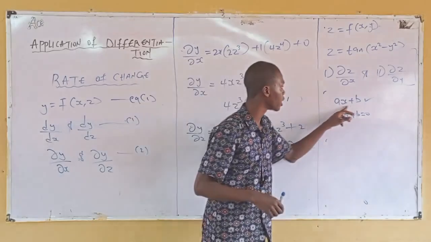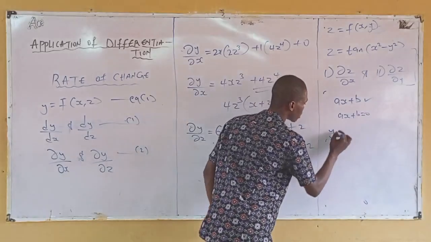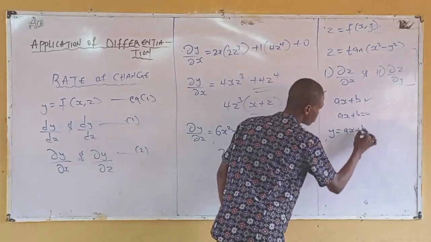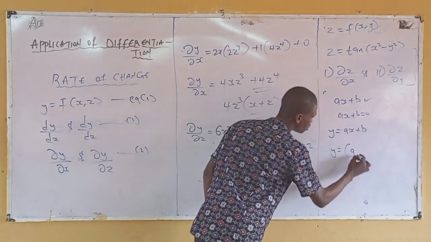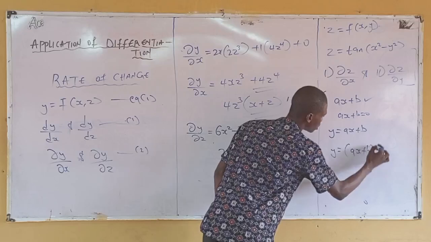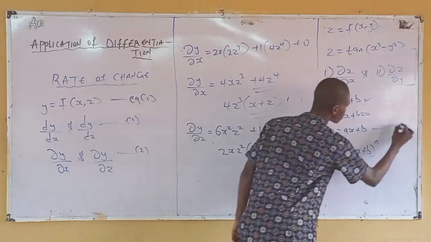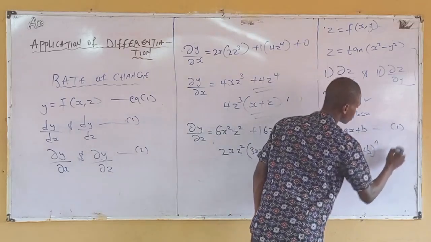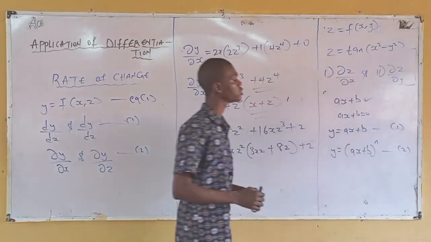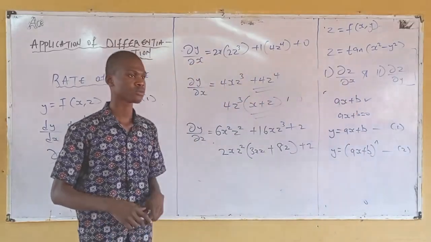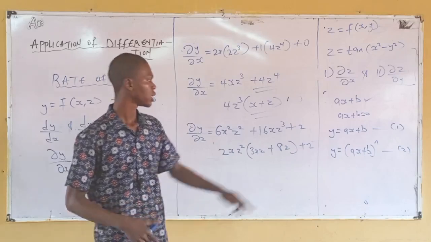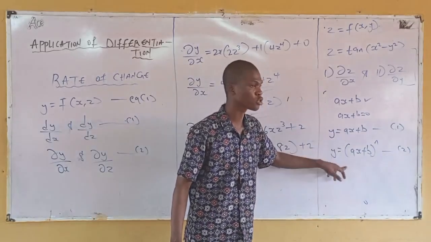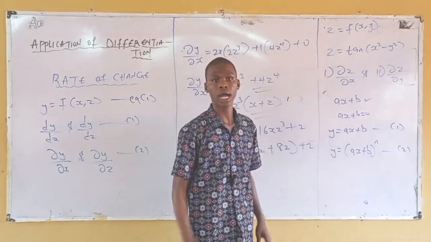Meaning, let's say y is equals to ax plus b, and y is equals to the bracket ax plus b raised to power n. Call this one 1, call this one 2. Which one do you think will fall under chain rule? 2. Why? Because the difference between this one and this one is the power and the bracket.